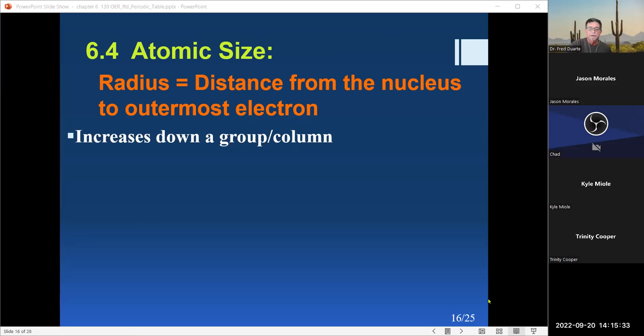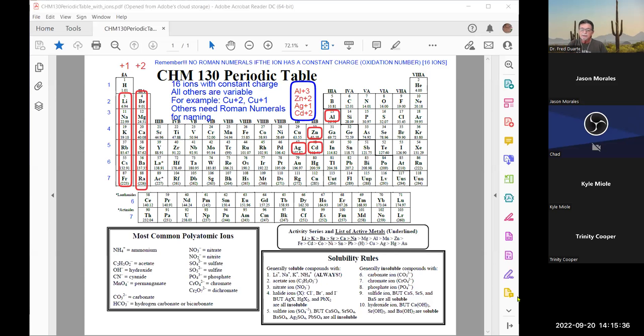If I want to predict the size, the radius of, let's say, oxygen with selenium, well, who do you think is bigger, O or Se? Who do you think would be bigger? Well, that would be selenium, because it is in the 4th energy level, whereas oxygen is only in the 2nd energy level. So as we go down the periodic table, the radius gets bigger. The radius of the element gets bigger.